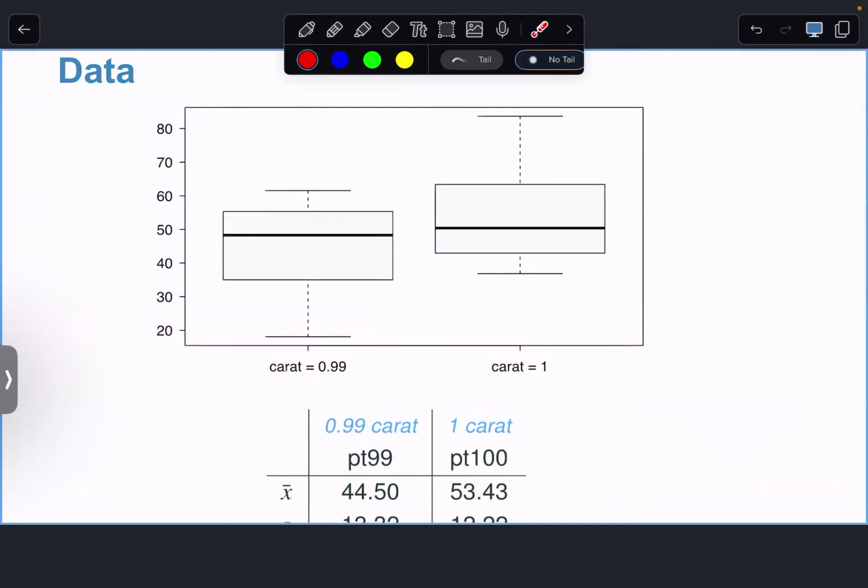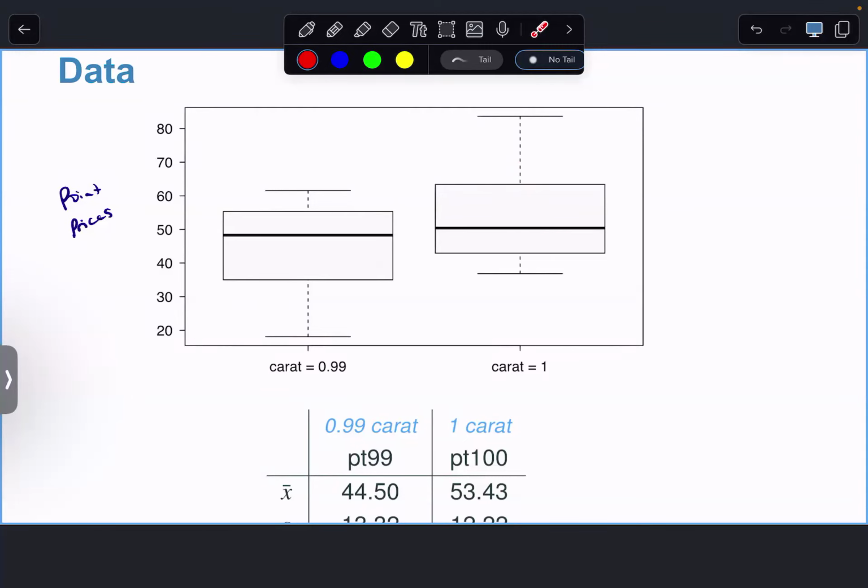These are the point prices out here. Looking at the side-by-side box plots, we can see a lot of things. There are no outliers, so that's nice. The 0.99 carat diamonds' point prices tend to be generally lower than the 1 carat diamonds. And that's why we're going to do this hypothesis test, to see, okay, I can see that there's a difference here, but is there a significant difference? In fact, does this group of 1 carat diamonds tend to be significantly higher than 0.99 carat diamonds?